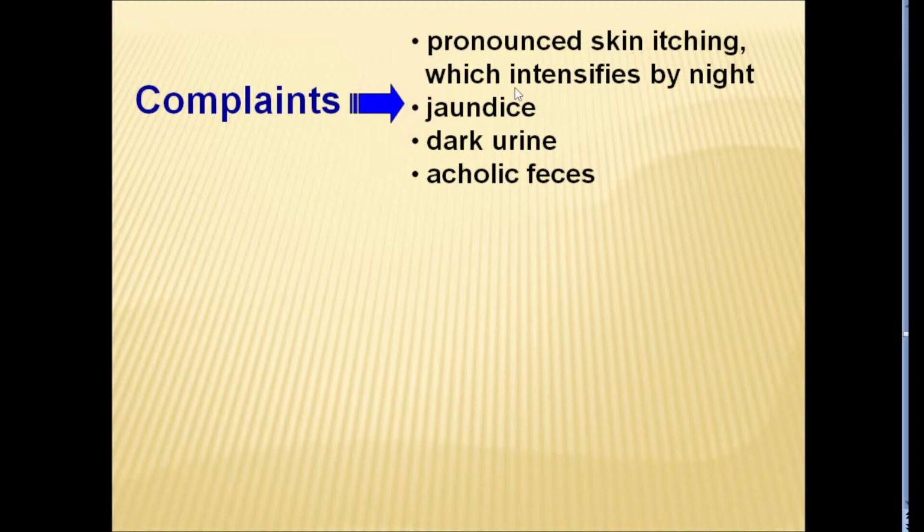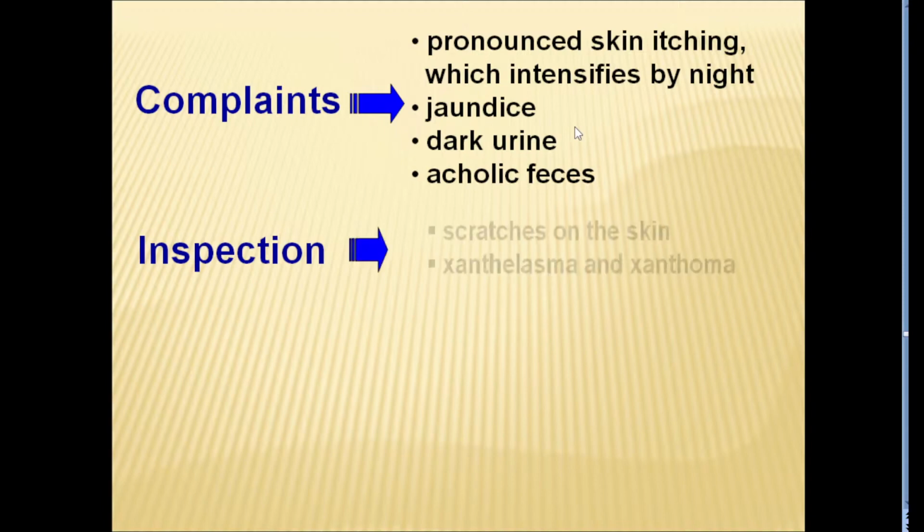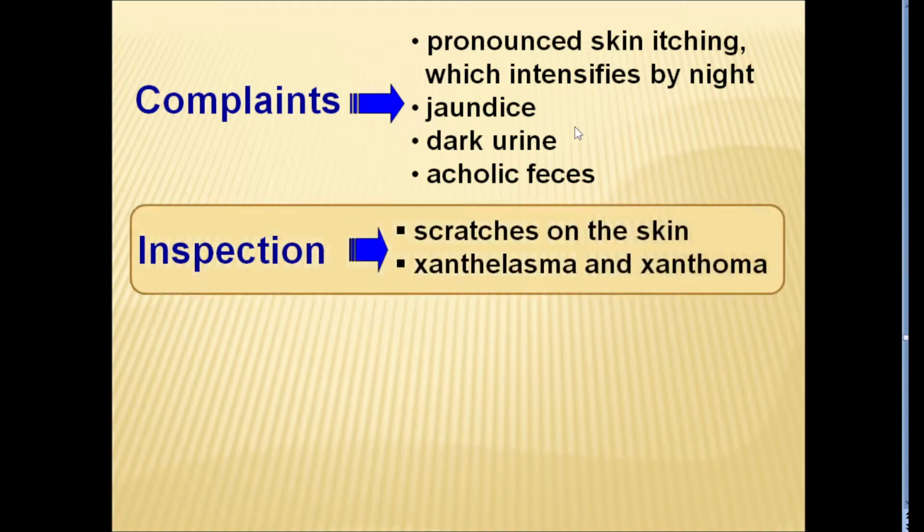The patient can complain of jaundice. It may be more or less moderately intensive depending on origin. He can also notice that urine is dark and feces are pale, and due to complete obstruction of the bile duct, feces are completely acholic, colorless. On inspection, we can see jaundice.